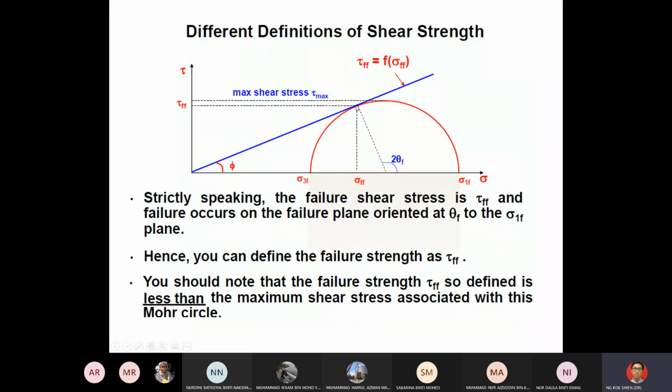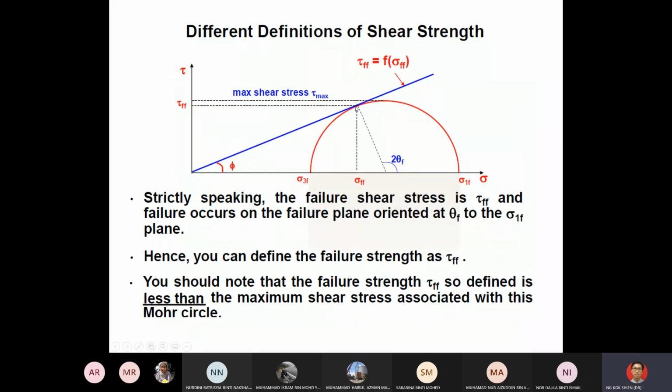However, if you look at this Mohr circle, the maximum shear stress actually happens here, right? So the failure strength is actually lower than the maximum shear stress. It's lower, and this one is the correct one, but this one is not the correct one. But to get this point, it's more difficult, right?